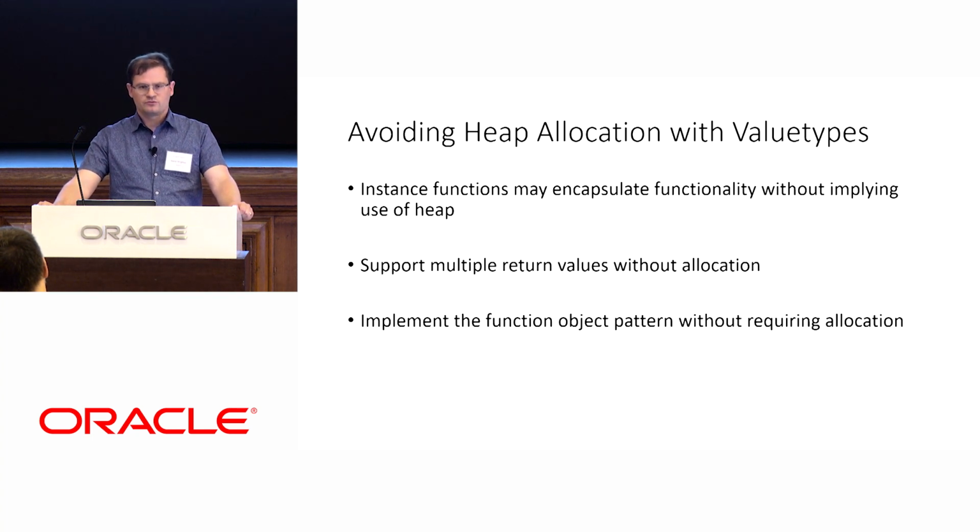Implementing multiple return values without allocation, very simple. We implement a generic type that's specialized. We implement a value tuple, which is a tuple that is a value type. And the Roslyn compiler is able to implement multiple return values very simply. It will be a great addition to Java when they get that feature. And the function object pattern without requiring allocations makes it easier to know exactly how things will work. This is where you get the benefits of that 1000x reduction in allocation. It's wonderful.